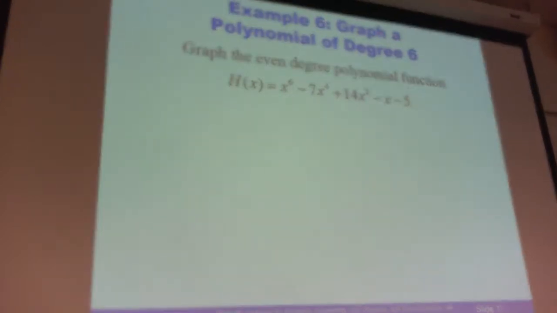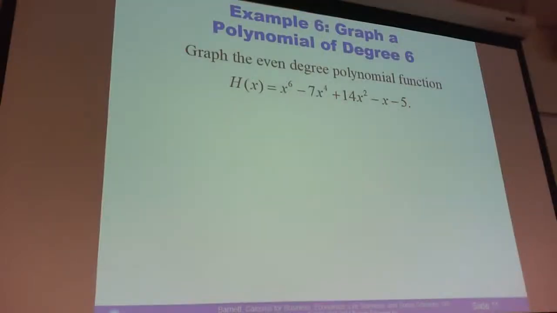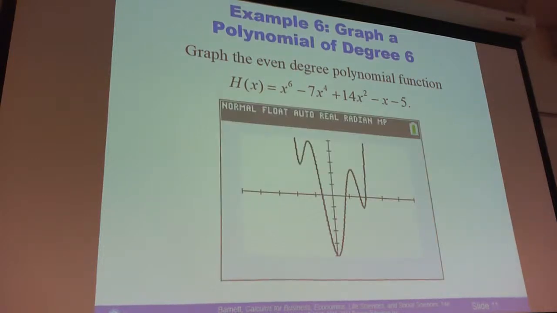And if I had h of x equals x to the 6 minus 7x to the 4 plus 14x squared minus x minus 5, what's the degree of this one? 6, and the leading coefficient is positive. Both ends are going to match. Both going up. We okay? So all these things are like, I know about that. So just a quick review.